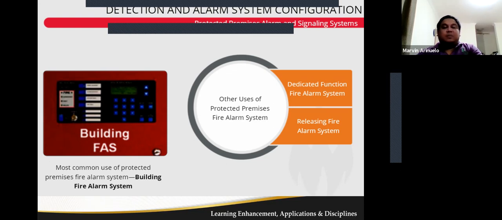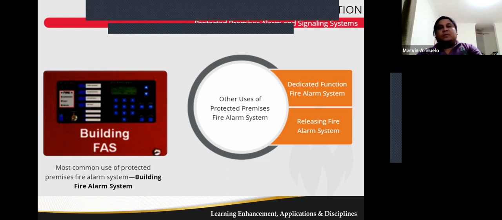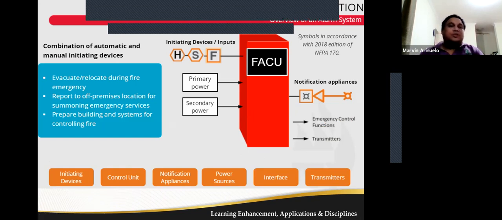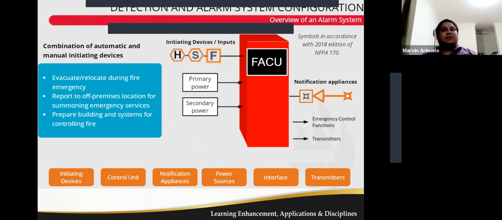The most common use of a protected premises fire alarm is a building fire alarm system, or FAS. However, they may also be used as a dedicated function fire alarm or a releasing fire alarm system. Okay. And the other uses of protected premises fire alarm are dedicated function fire alarm and releasing fire alarm. Let us show that, a configuration of detection and alarm. The combination of automatic and manual initiating devices is to evacuate or relocate during a fire. That's one of the objectives. Another objective is to report to a premises location for summoning emergency services when required.